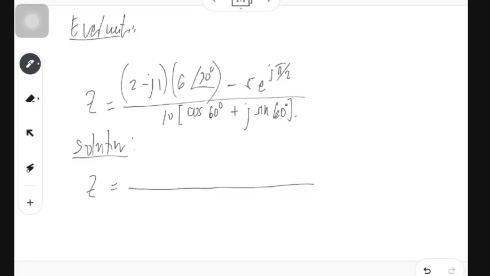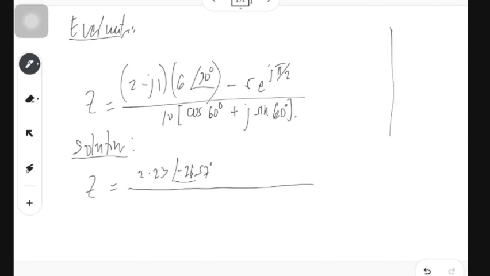So what is it? 2.23, sir. 2.23. What about the angle? Negative 26.57. Negative 26.57, no? Check natin kung tama yung angle.